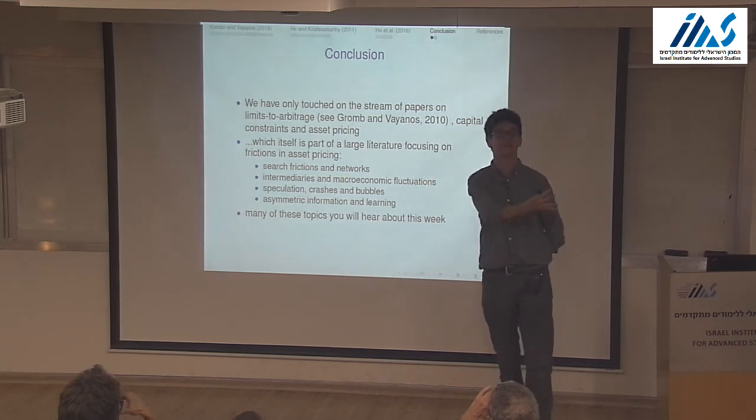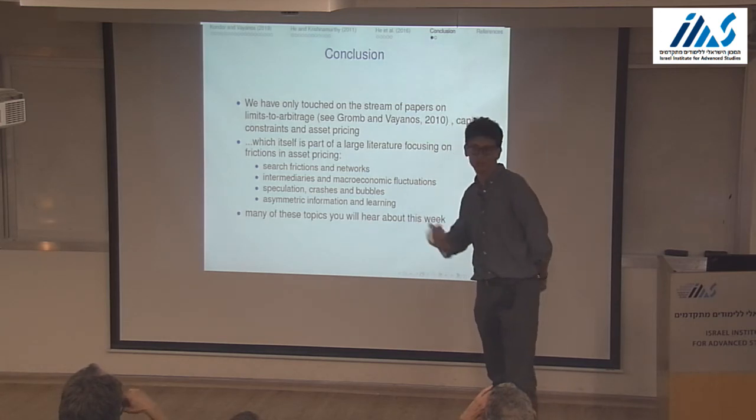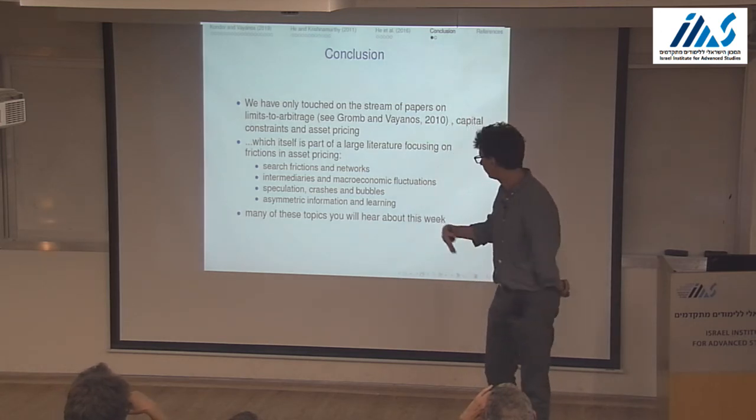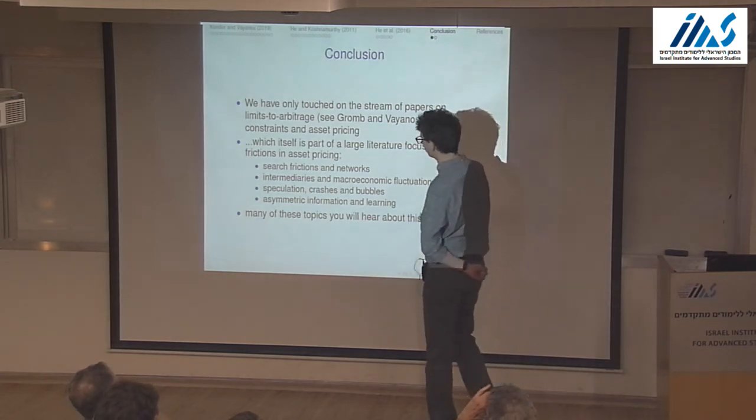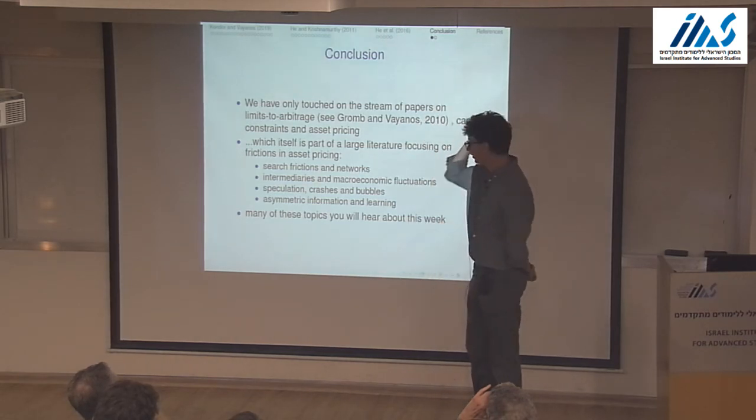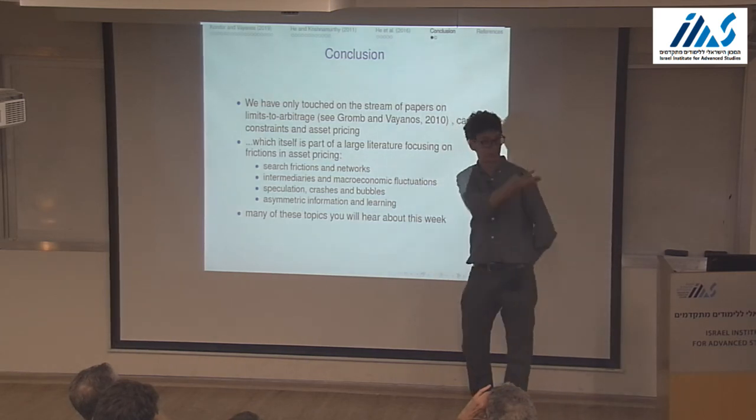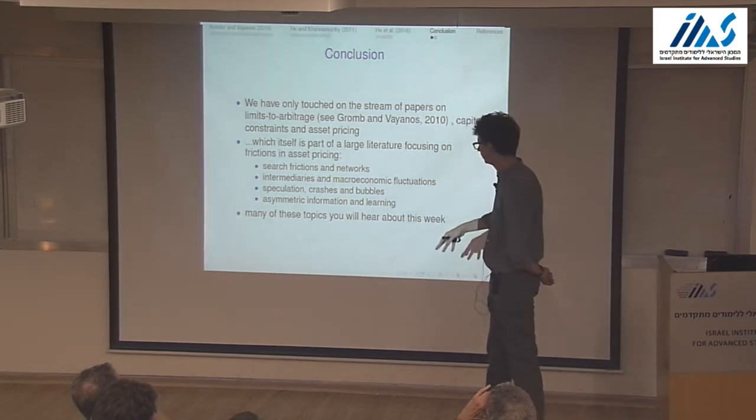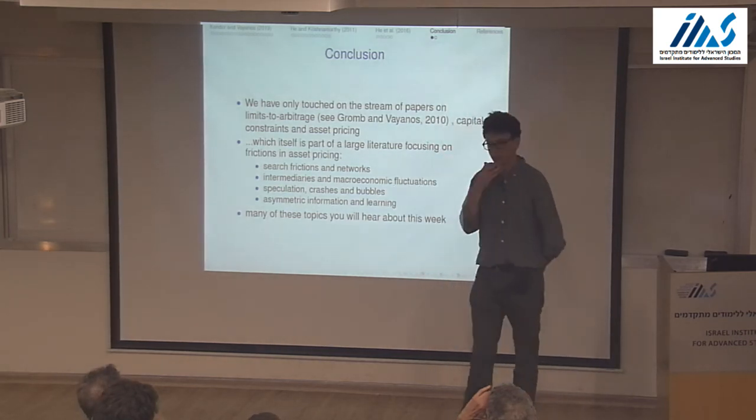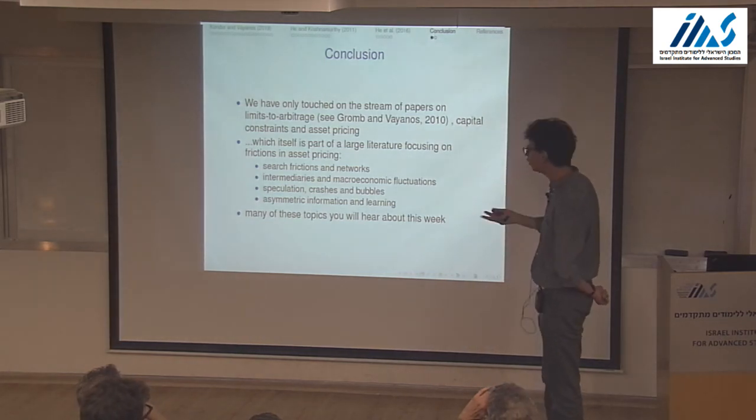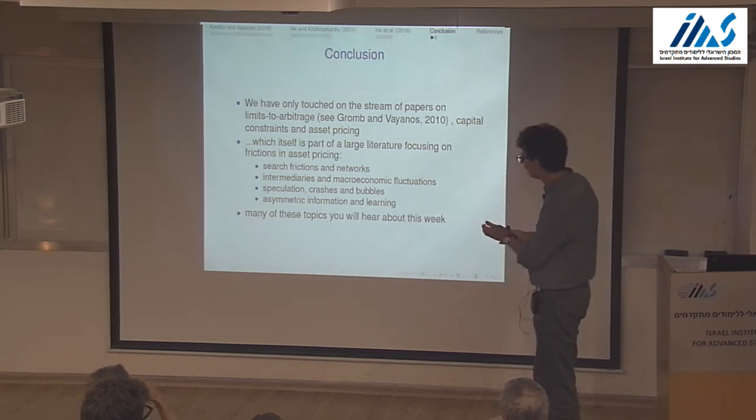You could go in another direction, right? What I showed you is a direction of capital limits and capital flows. You could go many other directions and come up with other ideas on how to better understand what is going on in financial markets. You could think about search frictions and networks. That's what Darrell told you about. You can think about intermediaries and macroeconomic fluctuations. That's what Yuli will talk about, and both of them are very interesting. You can talk about speculation, crashes and bubbles, which Jose will talk about, or asymmetric information and learning, which I think Ben will talk about.